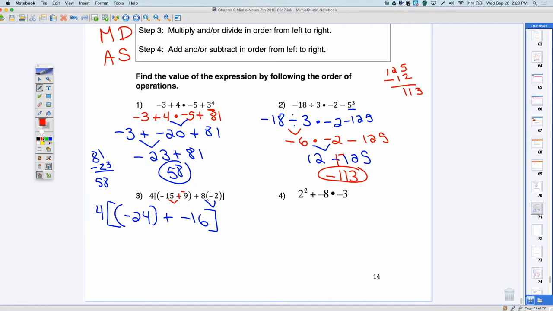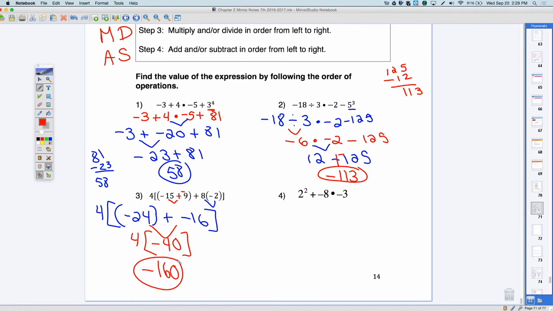Now we have inside our grouping symbols -24 plus a -16, which gives you -40. And bring down the 4 out in front. Our last step is 4 times the -40, and 4 times the -40 is -160.